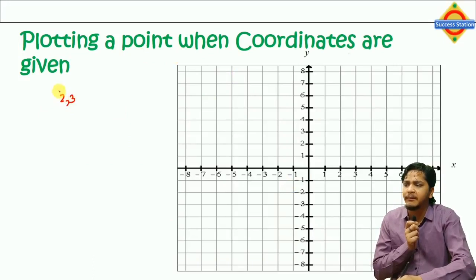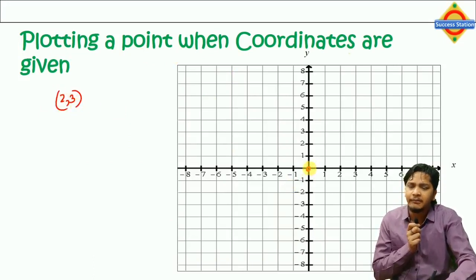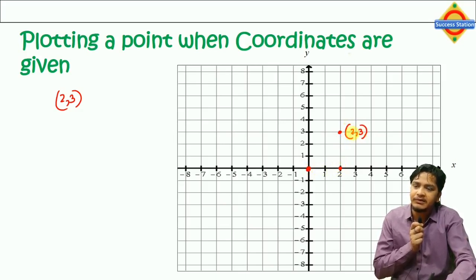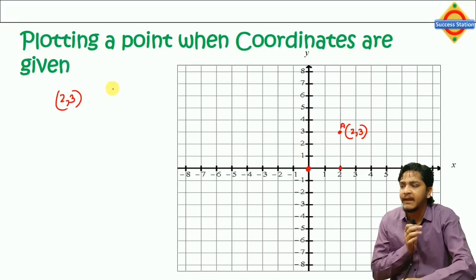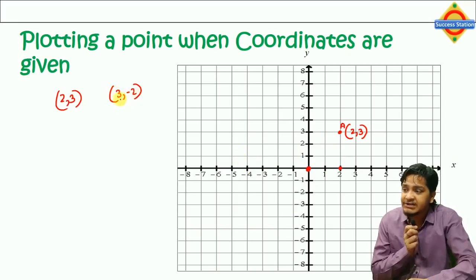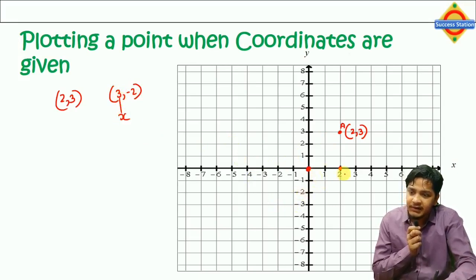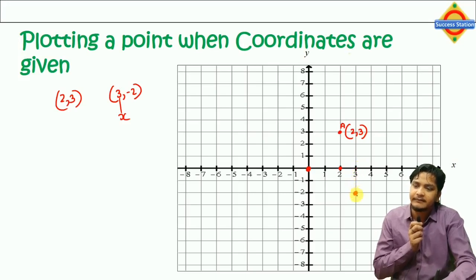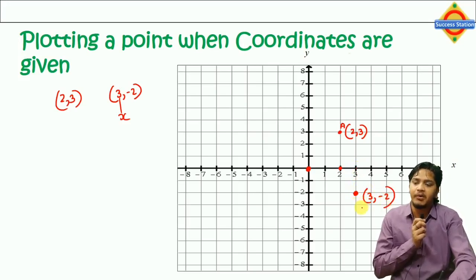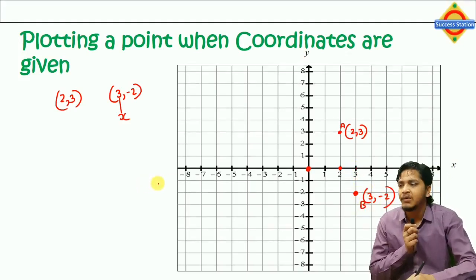So, plotting a point when coordinates are given. 2 comma 3. Where will it be plotted? Okay, we'll start from the origin. 2 horizontal, then 3 vertical. So I will reach here and this will be point 2, 3. Okay, next, 3 comma minus 2. Again, x is positive, so 3 here. Minus 2, y is negative, so here we plot 3 comma minus 2. Right, this will be point B. Clear?